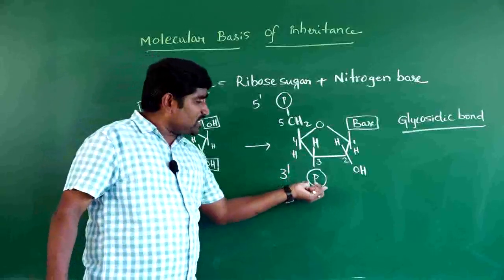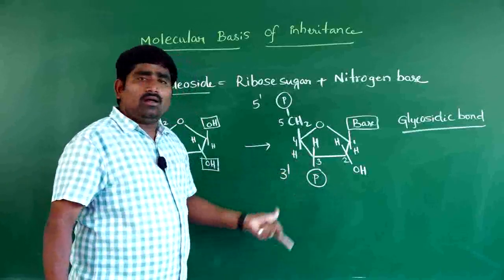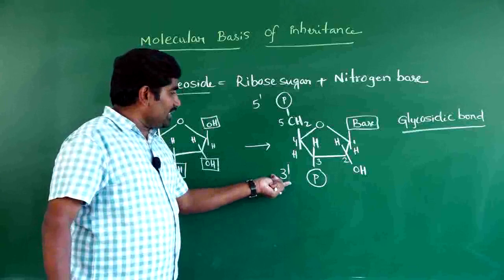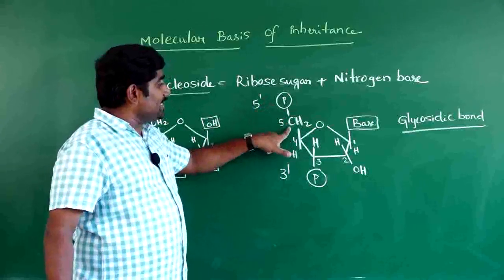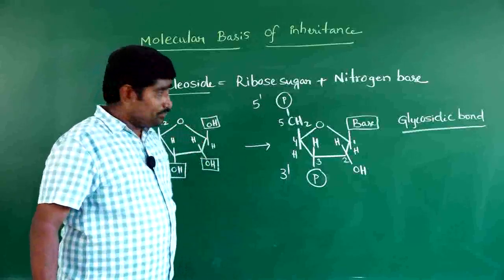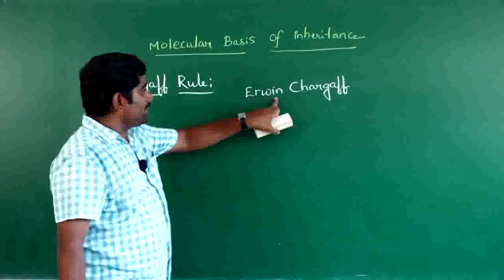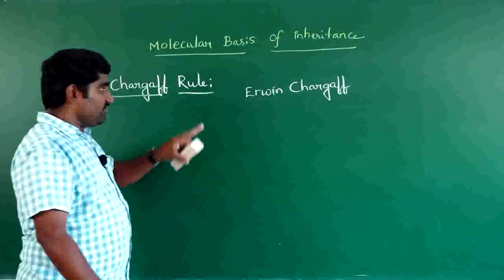That phosphate replaces the OH group present at the third carbon, so this is called the 3' end, and the phosphate replaces the OH group present at the fifth carbon, so this is called the 5' end. Chargaff's rule was proposed by Erwin Chargaff and popularized as Chargaff's rule.